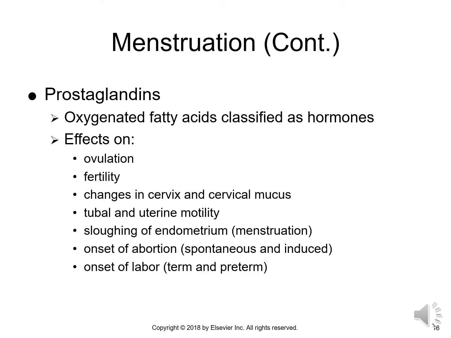Prostaglandins are oxygenated fatty acids classified as hormones. Now, prostaglandins are produced in most organs in the body, and they serve to affect smooth muscle contractility and modulation of hormonal activity. They may play a key role in infertility and also in triggering the start of labor. So prostaglandins are very important.